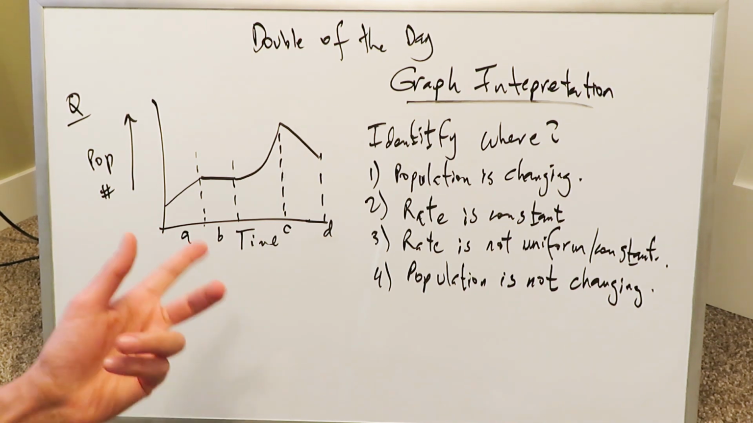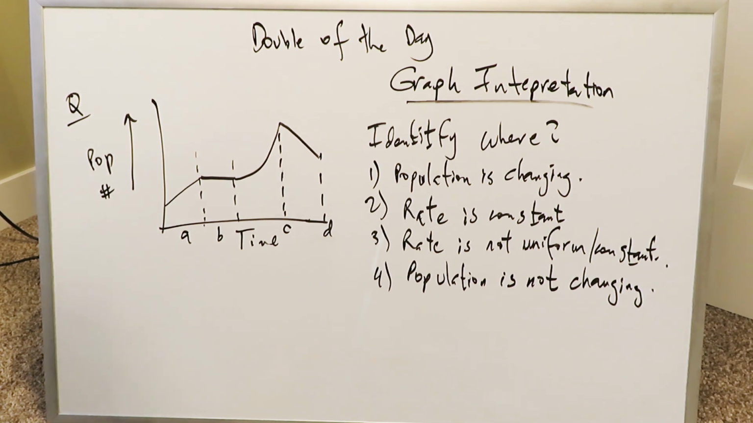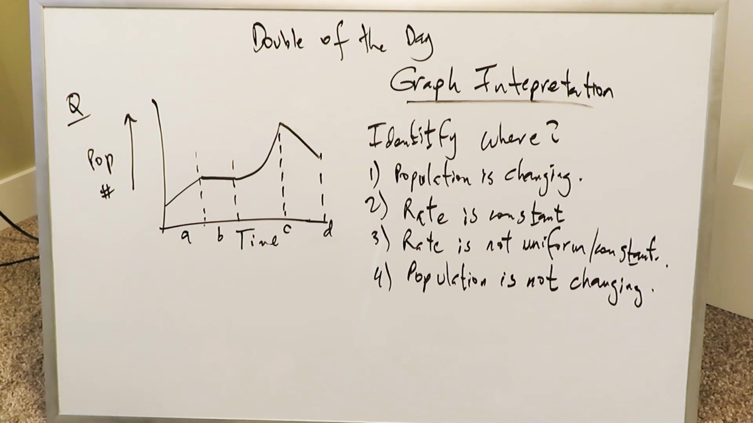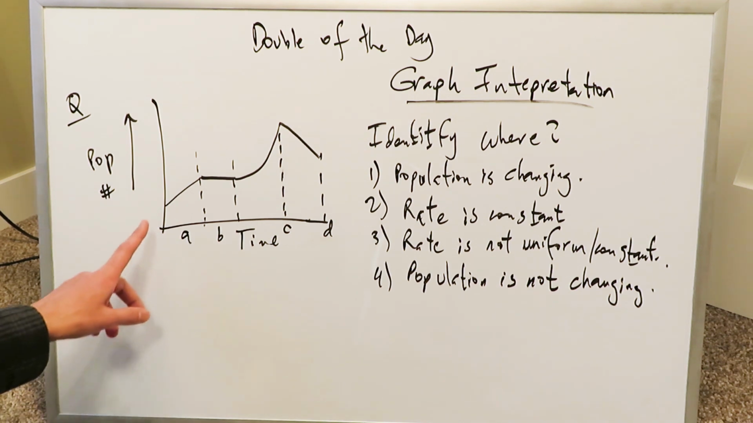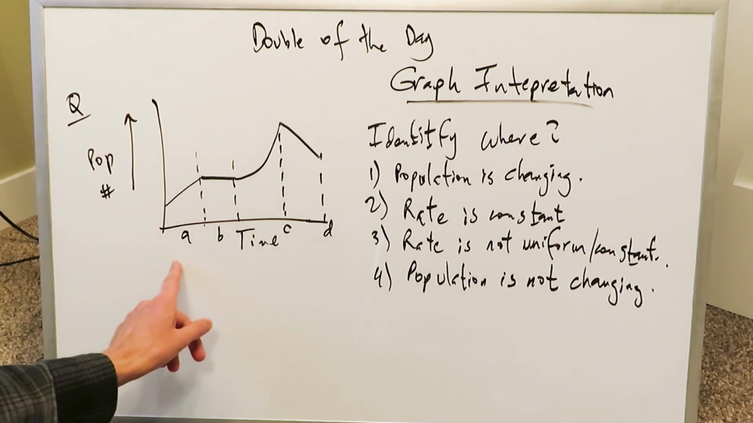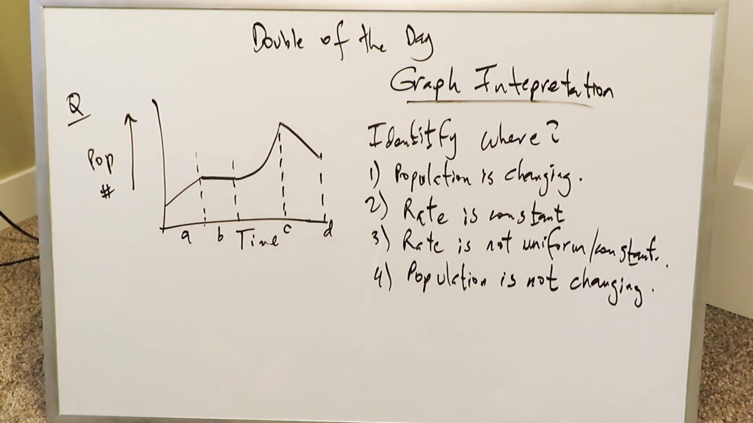We're looking here at graph interpretation, and most standardized exams always have questions like this where you're given graph data and you have to analyze or interpret it. We have a graph over here of population count. Population is increasing along the y-axis and time is increasing along the x-axis.